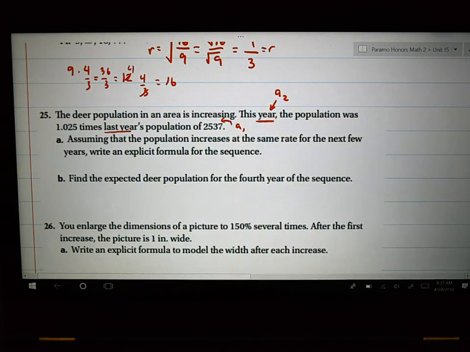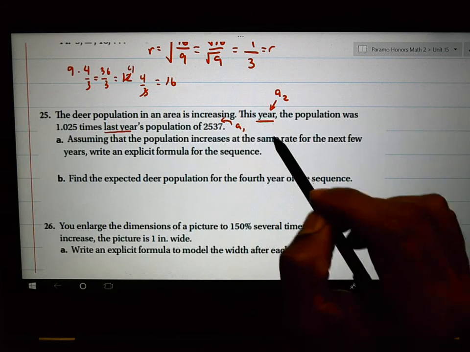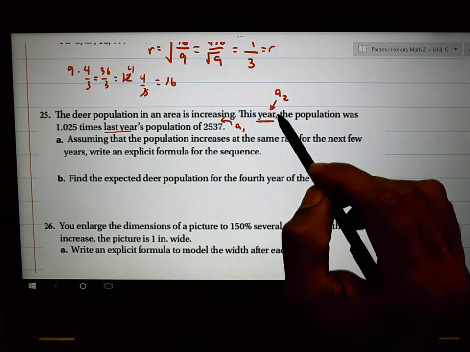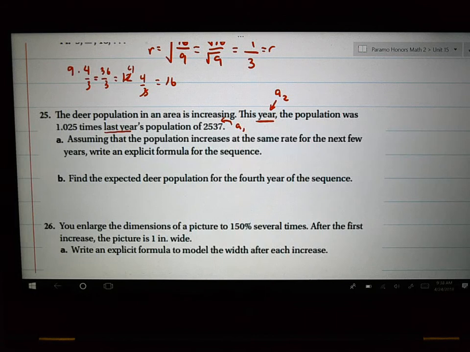So when you're answering the question for 25, I don't want you to get bogged down. Okay, this year, is that our A of 1? Or last year, is that our A of 1? It's not very clear. Whoever wrote it wasn't clear enough, in my opinion. So I'm going to clarify it for you.